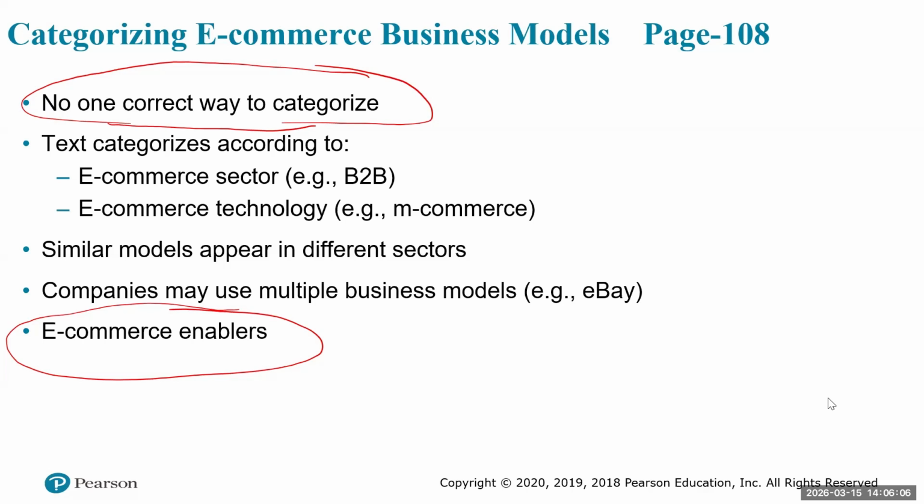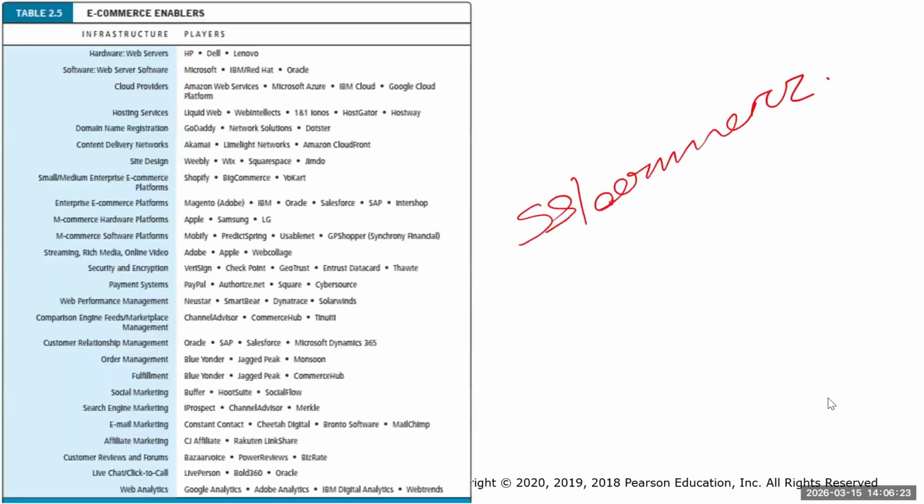You can categorize, but it depends on how you want to define it. Sometimes you can even make your own category by giving a special name to one platform that you are interested in. But there is another special category in e-commerce. It is called e-commerce enablers. Which companies are called e-commerce enablers?